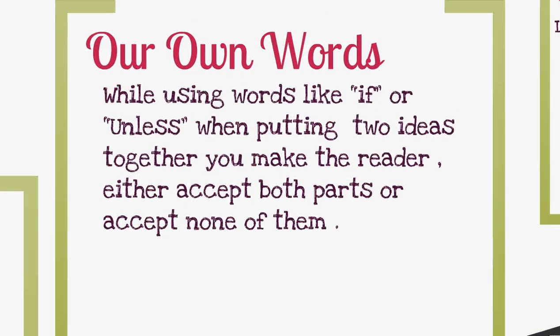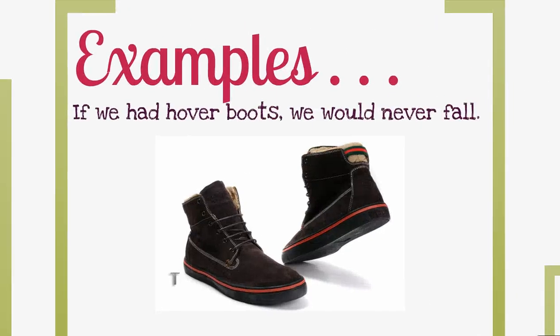Let's look at another one. This is maybe an easier way to think about contingency. While using words like if or unless, when putting two ideas together, you make the reader either accept both parts or accept none of them. That's a good idea of what contingency is. Here's another example. If we had hover boots, we would never fall. There's that if, and you see the initial statement, if we had hover boots, and the follow-up statement, it's contingent upon the first one.